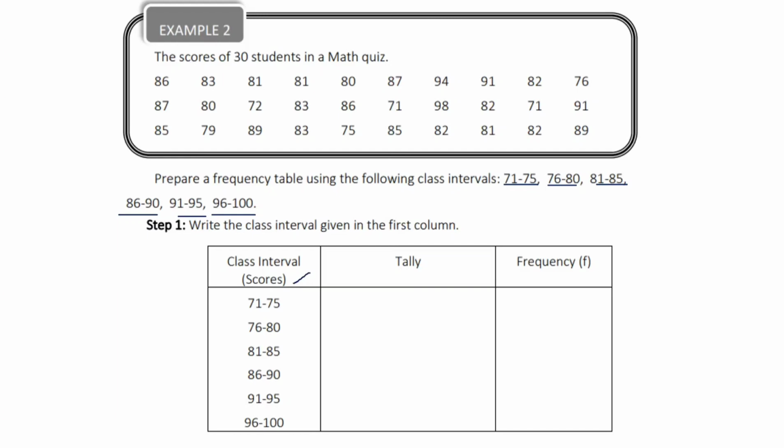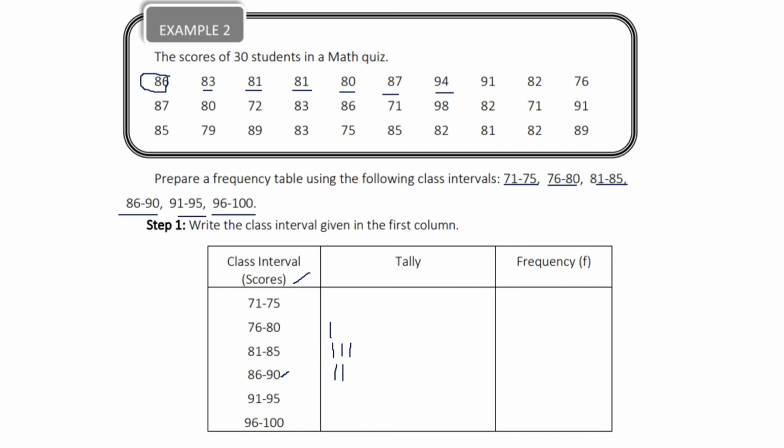You just have to tally the scores. So 86, let's mark where does 86 fall. It falls under this class interval. So we put 1 mark. 83 is between 81 to 85. 81 belongs to the interval 81 to 85. The same with this one. And then 80 belongs to this interval. 87 belongs to the class interval 86 to 90.